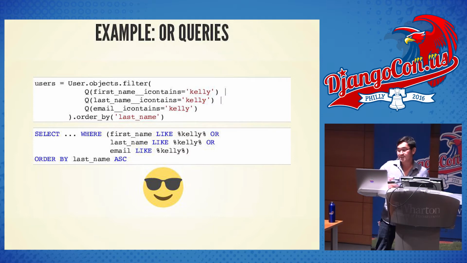So we get a query set. We can order it by last name. We can ask for distinct. And best of all, it all reduces down to a single SQL query. Boom.